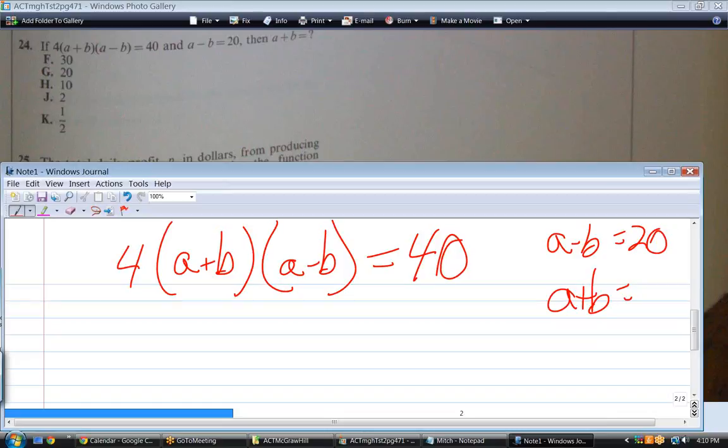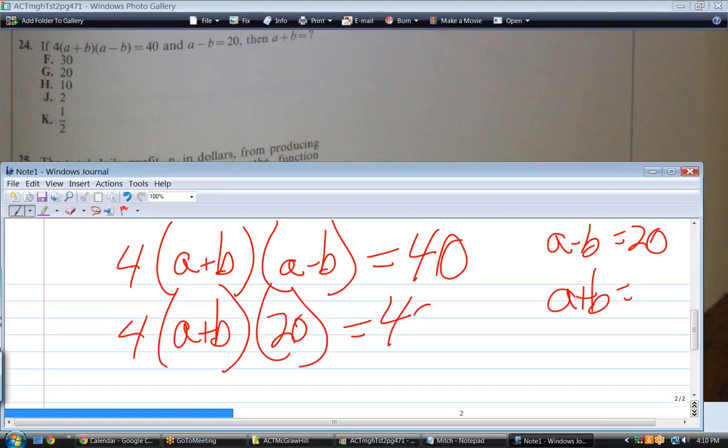So would you plug A minus B in for the A minus B in the actual equation? Yeah. That's 20. Now it's pretty simple. What's A plus B equal to? 5. You've got to divide it by both the 4 and the 20. Oh, you divide it. Okay.